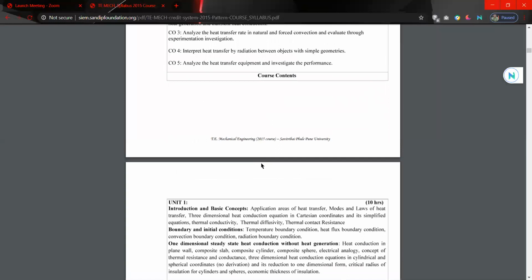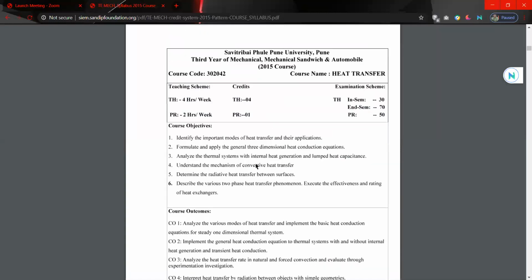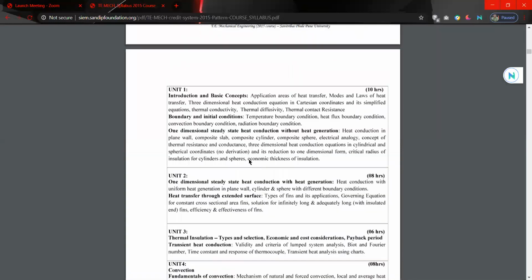So after completing the course outcomes and course objectives, we are moving toward unit number 1. Basically, this unit consists of the different modes of heat transfer like conduction, convection, and radiation. For conduction, convection, and radiation, we are considering the different laws. We are also considering the different boundary and initial conditions. And we are considering the one-dimensional steady-state heat conduction without heat generation.